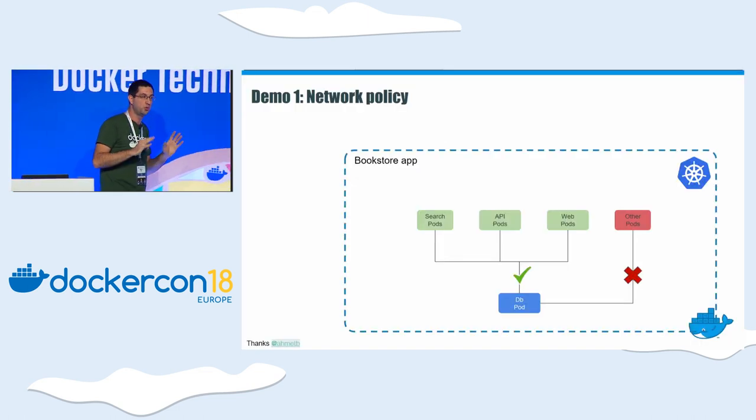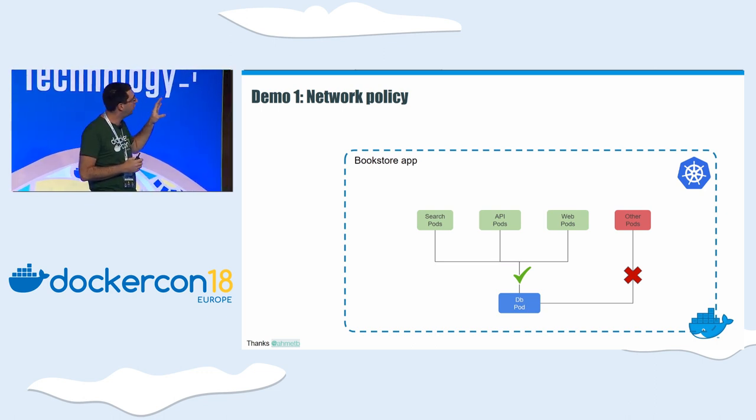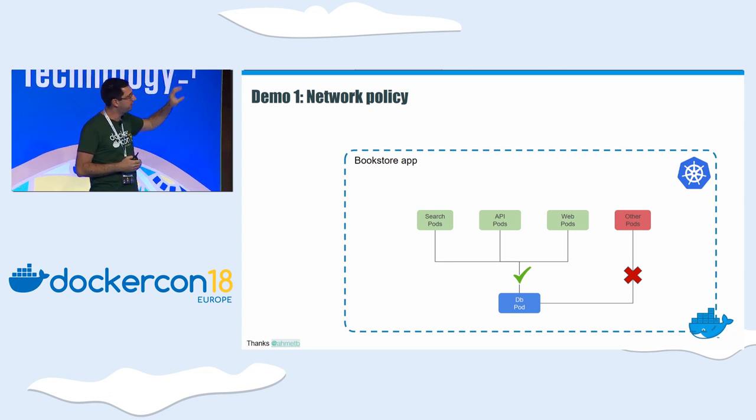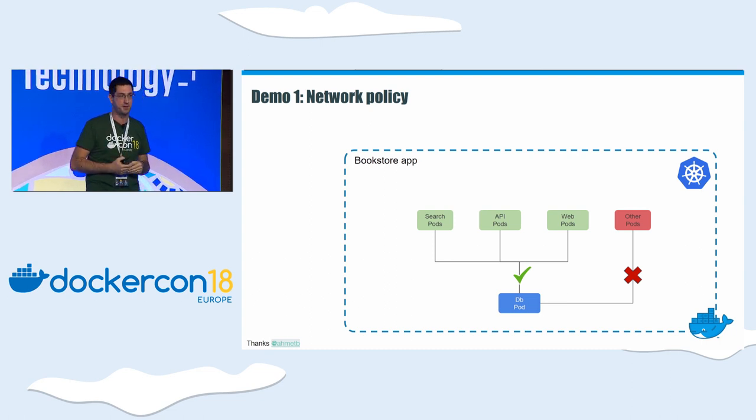What I will try to do is to create an application with a microservice architecture, based on a bookstore application. The idea is to have a database where I have all my book entries, and multiple services to present this database. I will have some search pods to be able to search inside my database. I will have an API, if I want to have a mobile app, for example, that will interact with my database. And I will have a simple web front end to explore my database.